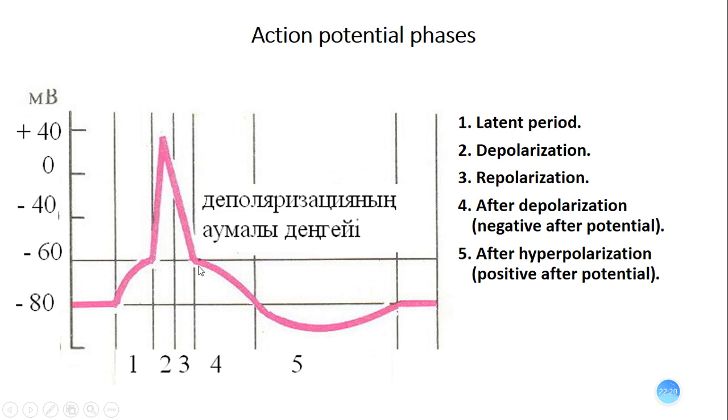Unlike the sodium channel, the potassium channel remains open for a longer duration, a few more milliseconds after completion of repolarization. It causes efflux of a larger number of potassium ions, and it becomes more negative inside the cell, causing hyperpolarization. After that, it comes back to the resting membrane potential.